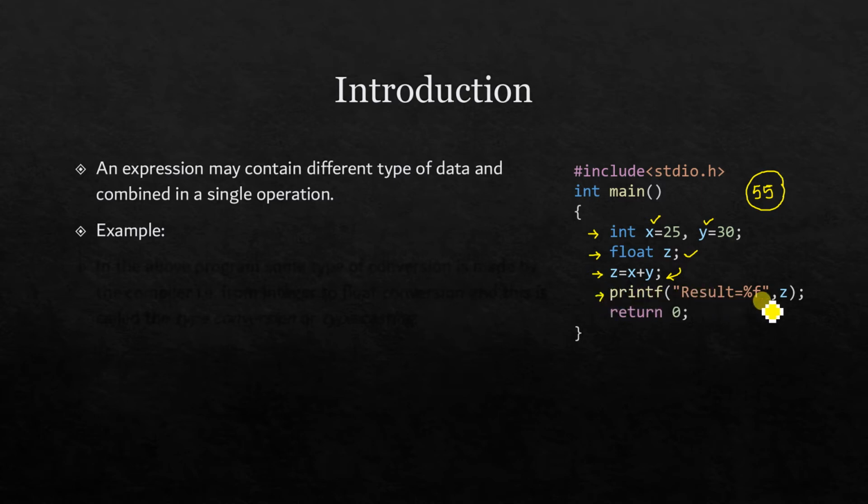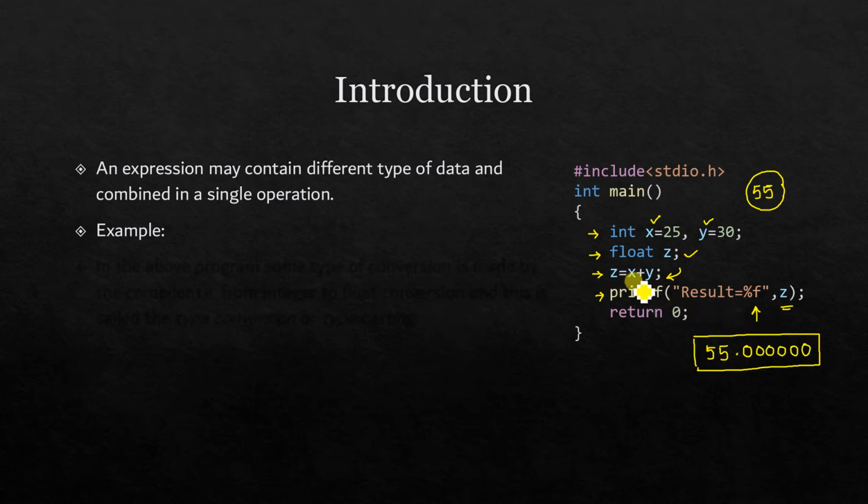In the printf line I want to print the value of z with the help of format specifier %f. Now what output will you get over here? You will get the output something like this, 55.000000. There will be six zeros after the decimal due to the %f symbol, meaning the float data type, where the precision is 6. So you get the answer as 55.000000.